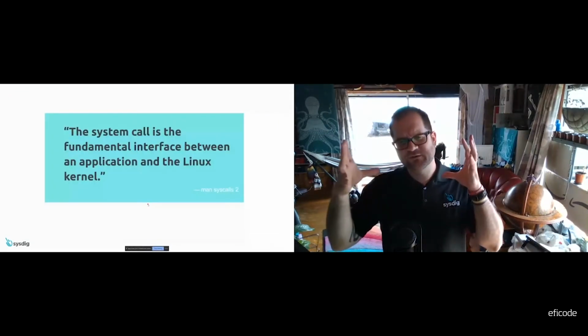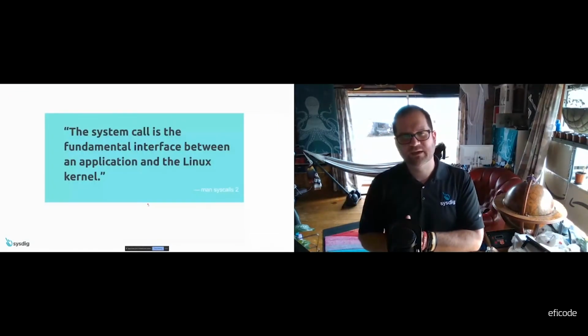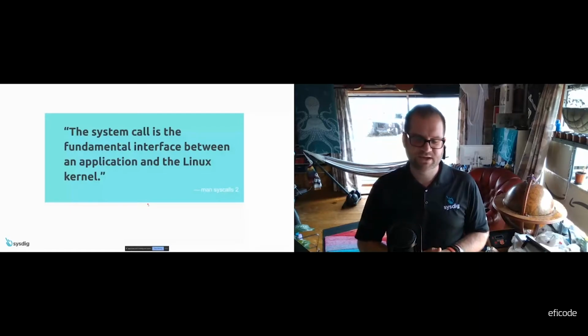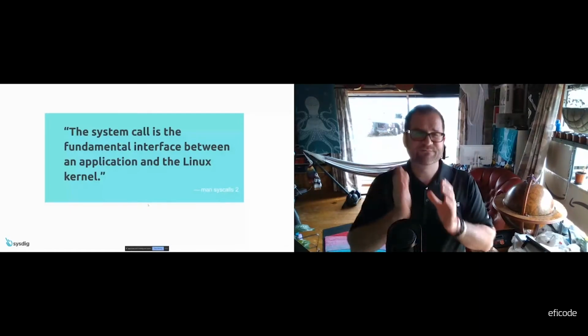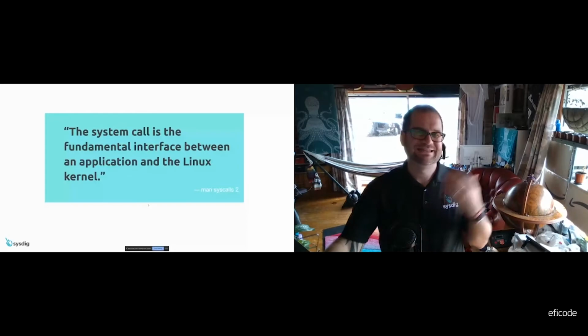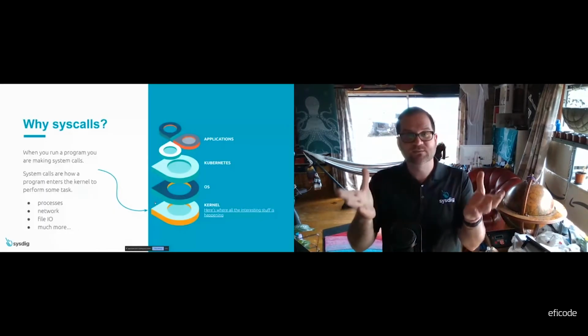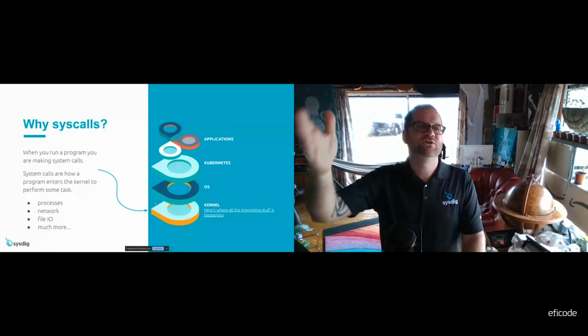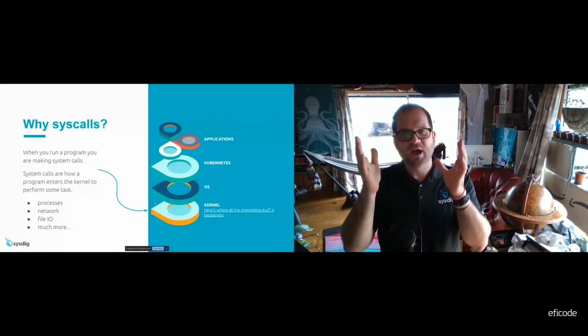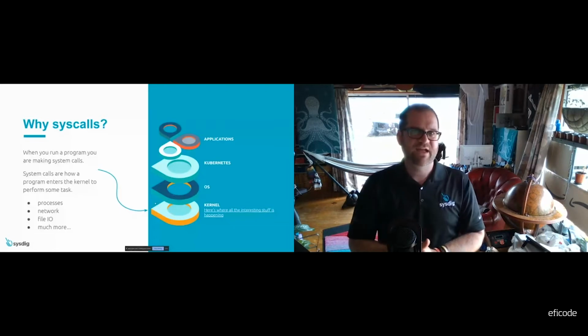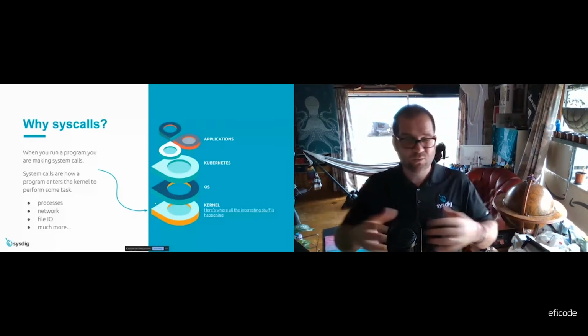So let's drill into the fundamental where Falco came from. This is from the manual pages for syscalls. The syscall is the fundamental interface between an application and the Linux kernel. I know you all can read that, but I thought I'd say it anyway. So why system calls? Because every application has to talk to the underlying kernel, it means that we get visibility of everything, whether this is the processors running, whether this is network, whether this is file IO, whatever it is.